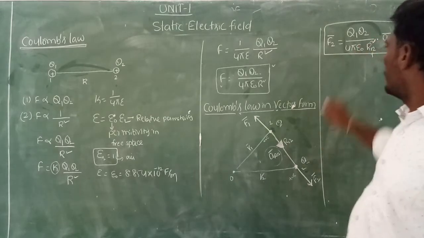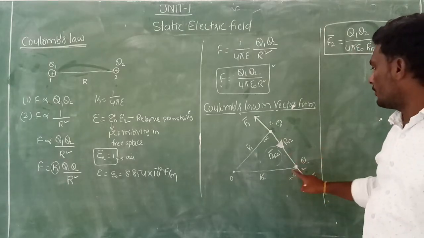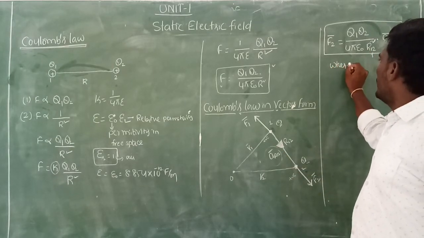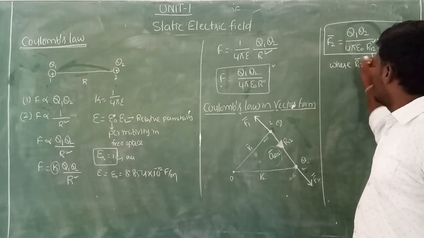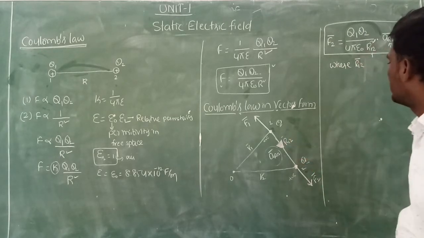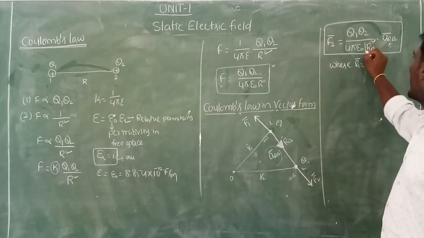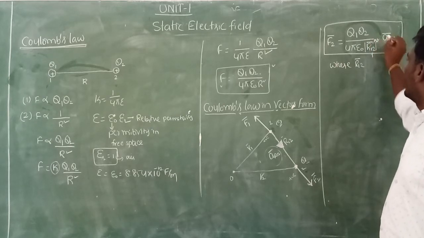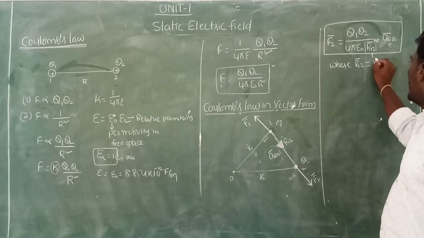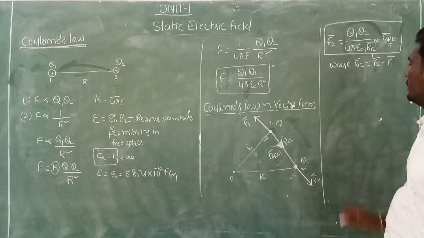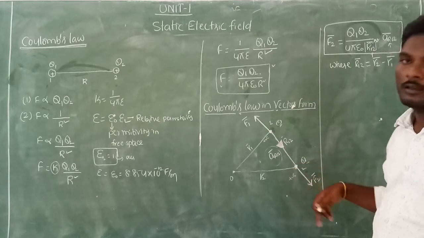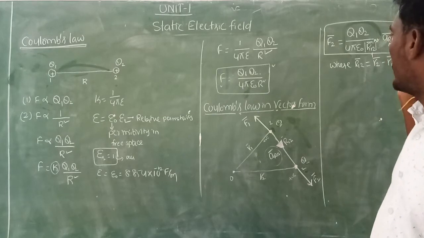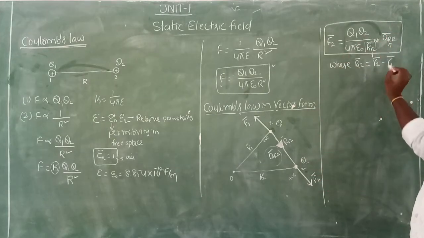Now in this expression, Q1 and Q2 are known values, whereas R12 and the unit vector are unknown values. How can you calculate these two values? R12 is calculated from the two position vectors, where R12 bar is equal to small r2 bar minus small r1 bar, and its magnitude gives R12. If you subtract these two position vectors, you will get the distance vector. I will tell you how to solve r2 bar minus r1 bar in the numericals. Don't worry about this concept.